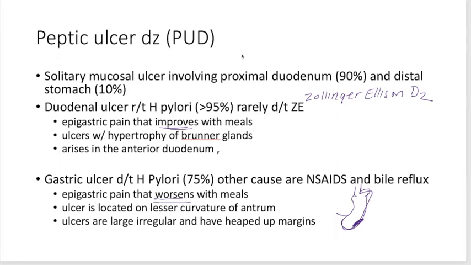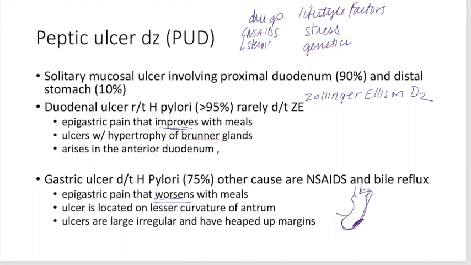So risk factors: H. pylori infection, known or not known, and then drugs, lifestyle factors, and stress is another big one. Genetics also plays a role in it. The drugs, of course, would be NSAIDs, which are the big ones. Steroids also are high risk for destroying the protective layer.